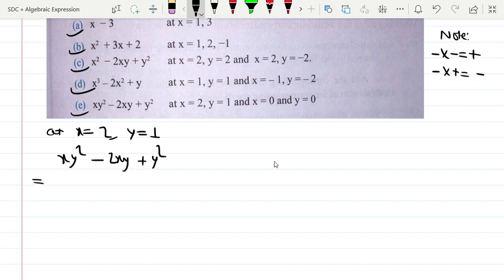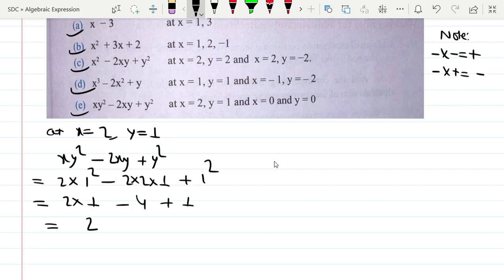So x we have 2 into, and y we have 1, so 1 square, y square, so 1 square, and minus 2 into x into y, so x is 2, y is 1, and plus y square, so 1 square, is it? Very simple. And now 2 into 1 square is 2 into 1, is it? And minus 2 into 2 into 1, that is 4 into 1, so 4, and 1 square means 1 into 1, that is 1. So here 2 into 1 is 2, and minus 4 plus 1.